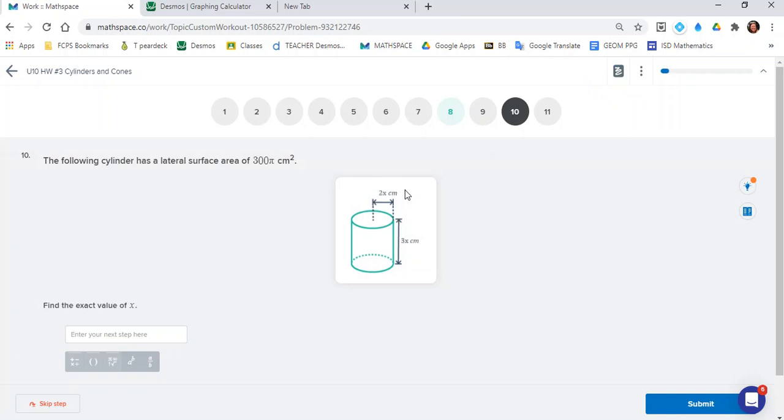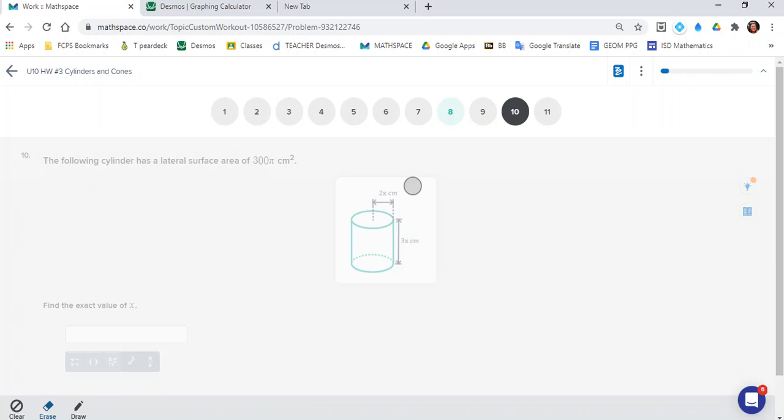My unknowns are this, what is it? Hold on. This 2x is my r, and 3x is my h. Okay, that's the first two things. Then I'm going to go to Desmos.